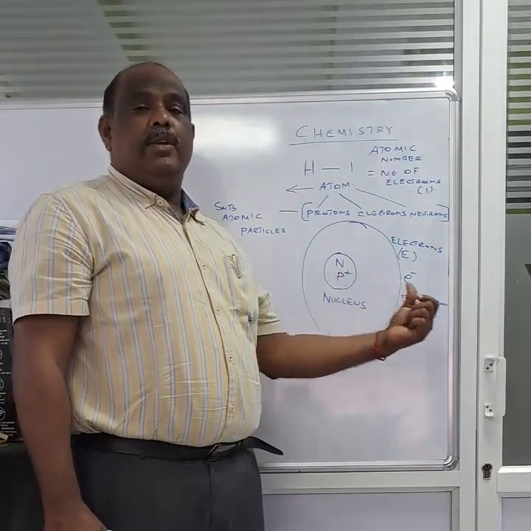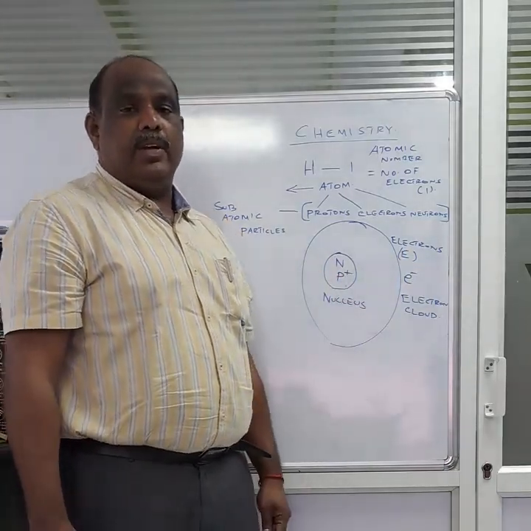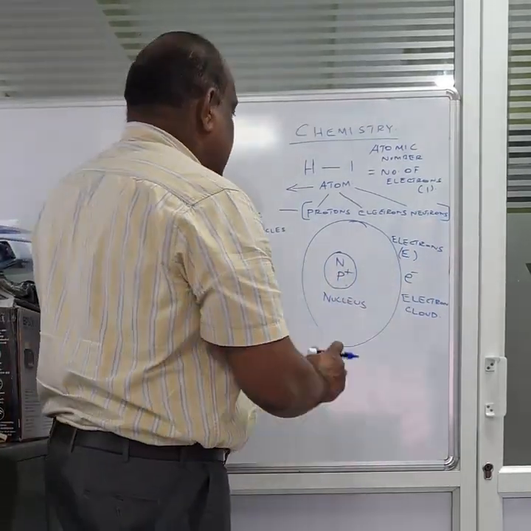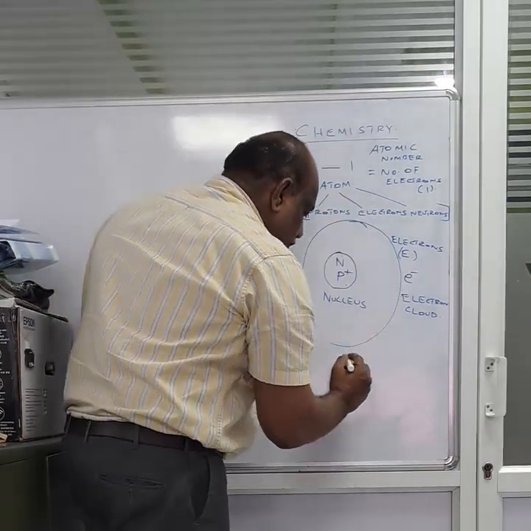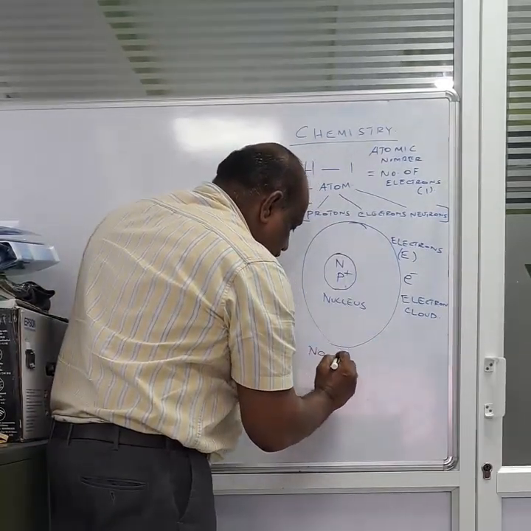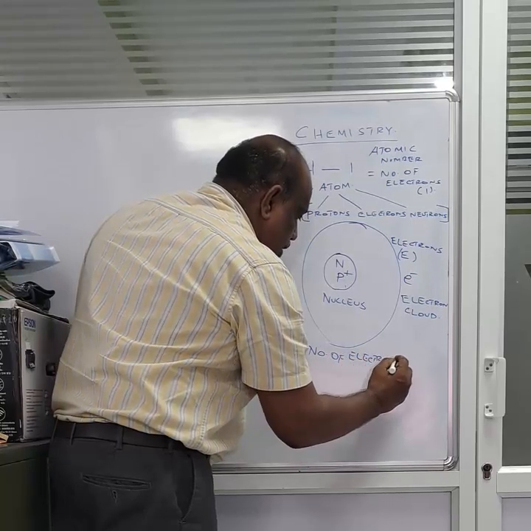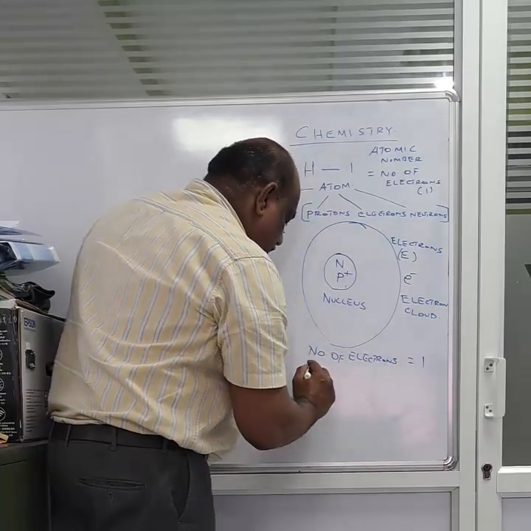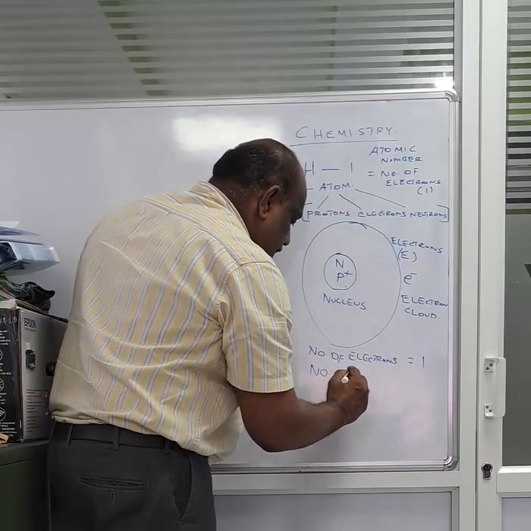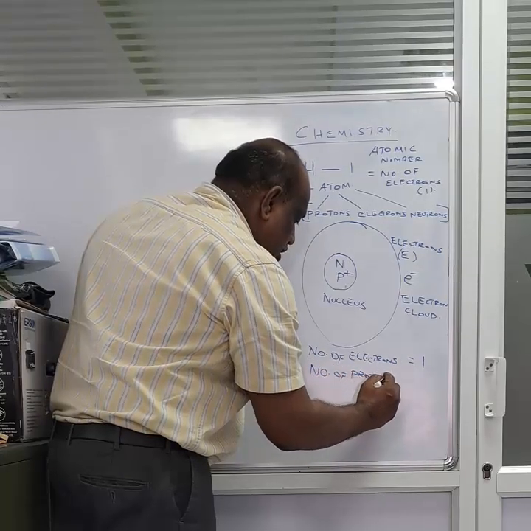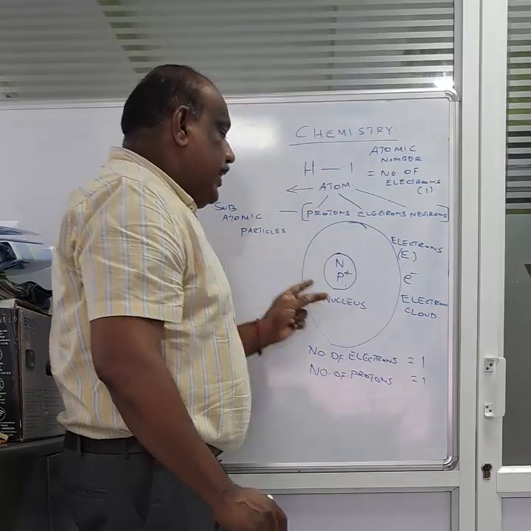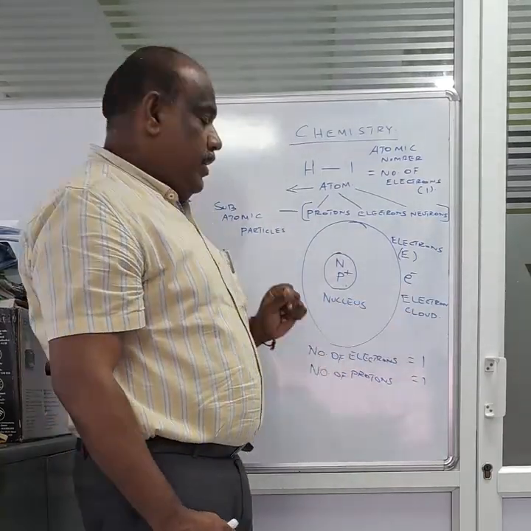Then only the atom will be neutral in nature. So we can see for a hydrogen atom, the number of electrons is equal to 1. Whereas the number of protons is also what? Number of protons should also be equal to 1. Why? Then only it becomes neutral.